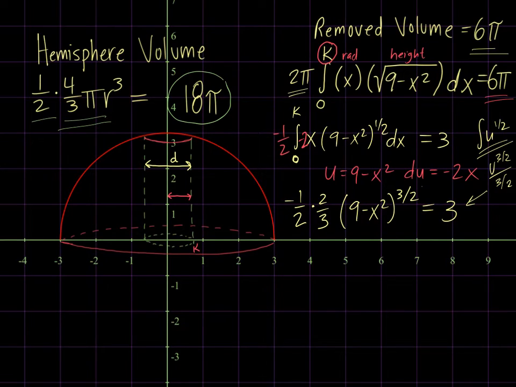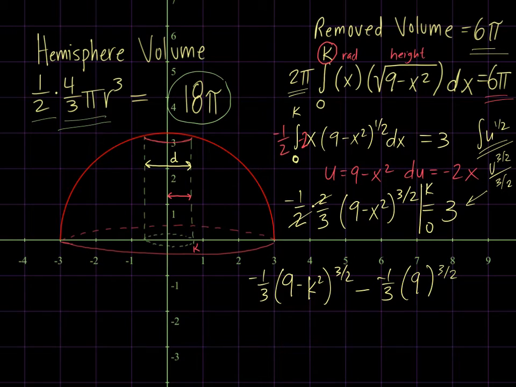I left off my limits. K to 0, k is my unknown, but when I anti-differentiate, I need to plug in k and plug in 0. These 2's will cancel, so I have negative 1/3 in the front. And when I sub in k, remember that's an x value, so I have 9 minus k squared to the 3/2. That's what I get when I sub in k. When I sub in 0, I get negative 1/3 times 9 minus 0, or just 9, to the 3/2 equals 3.